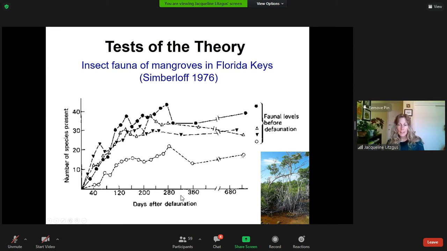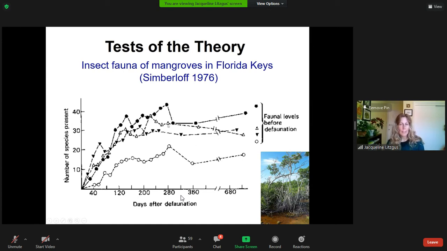And you can see that it's quite similar, right? So the number of species when equilibrium was reached for this mangle is pretty close to what it was before defaunation. Same with this one, pretty close to what it was before defaunation. Same with this one and this one. So the numbers aren't exact, but they're pretty close.